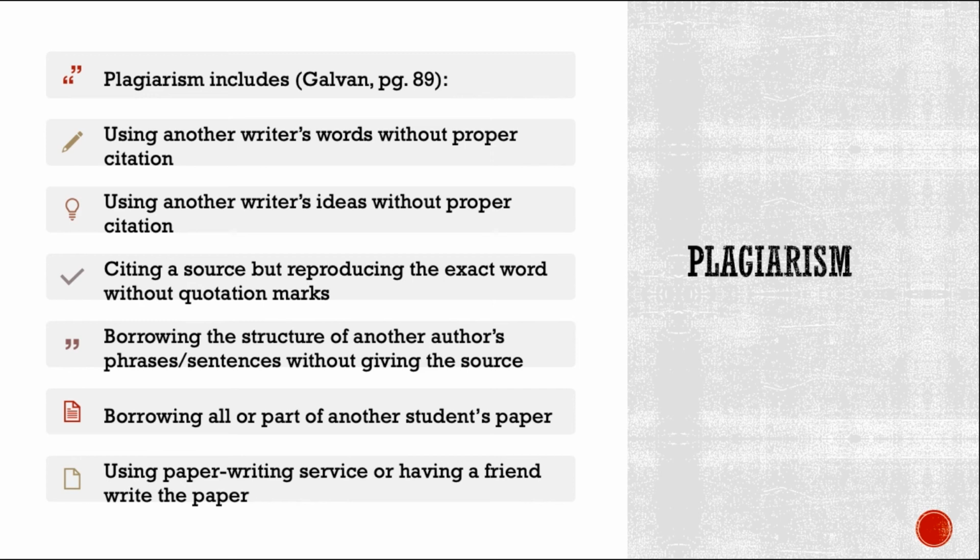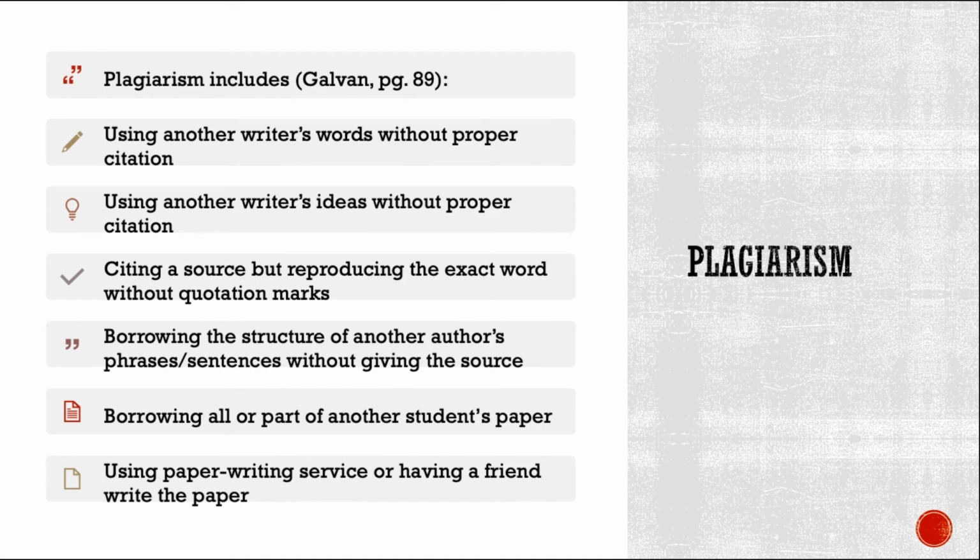Then we come to plagiarism. Do not plagiarize. Plagiarizing means academic crime. You are committing a crime. So what is plagiarism? Plagiarism includes, based on Calvin, page 89, using another writer's words without a proper citation. You take his own words, from another paper, without citing him. Or using another writer's ideas without proper citation. Even if you change the wording, but you use his idea and you do not give credit for that idea.